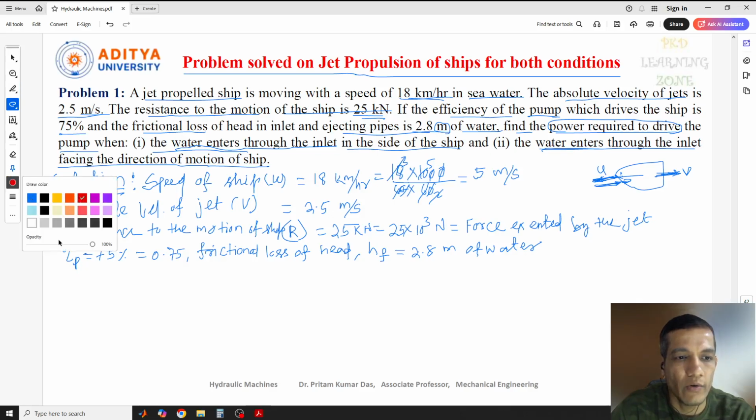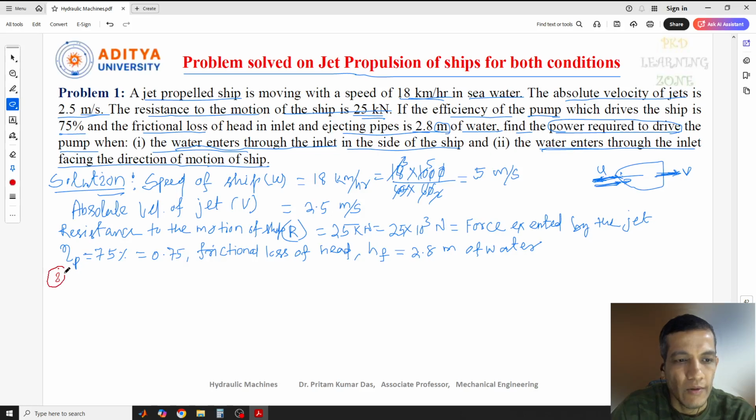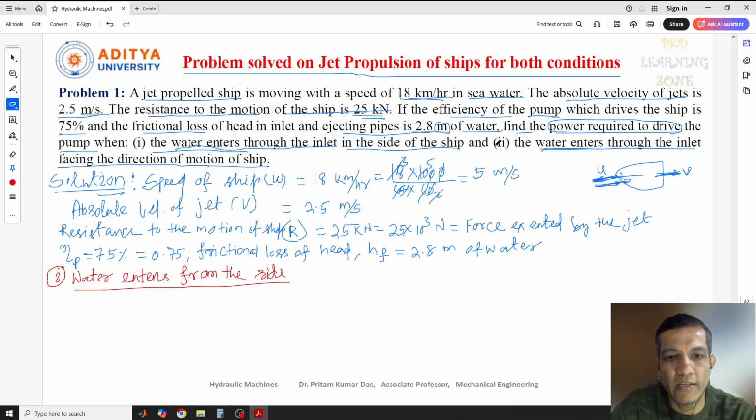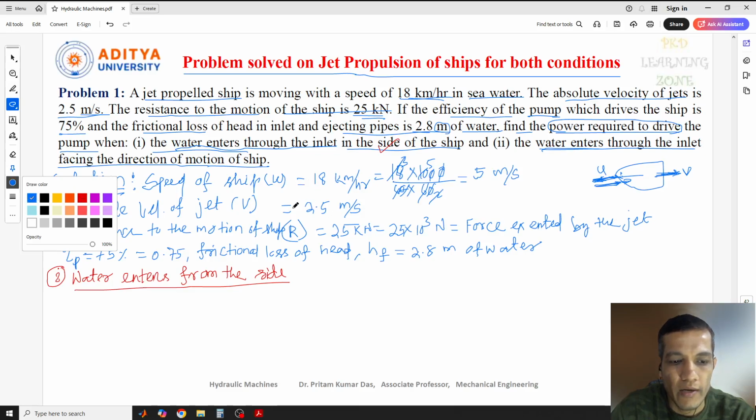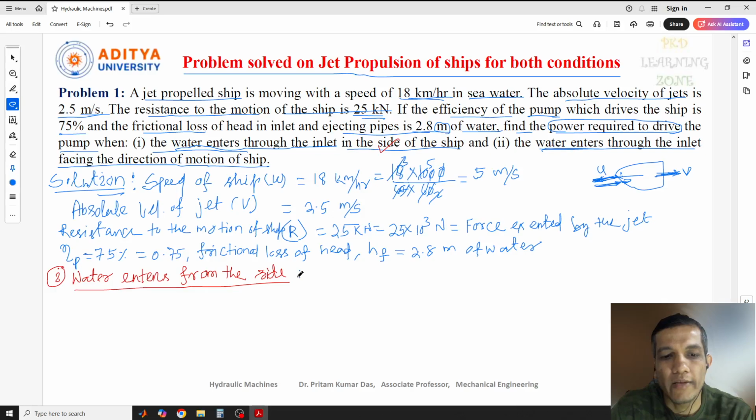Now we need to find out the power, and the first condition I'll consider is when the water enters from the side of the ship. So to solve this, to find out the power, we require to calculate the force.